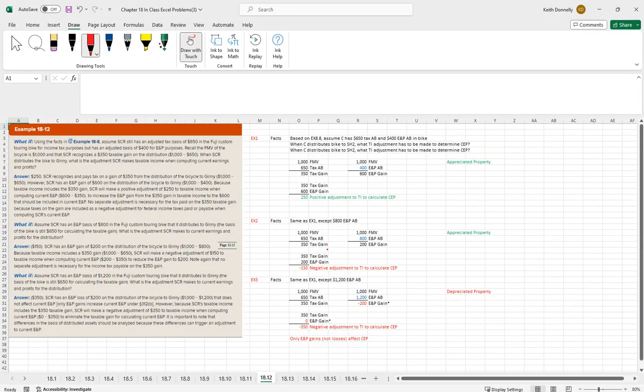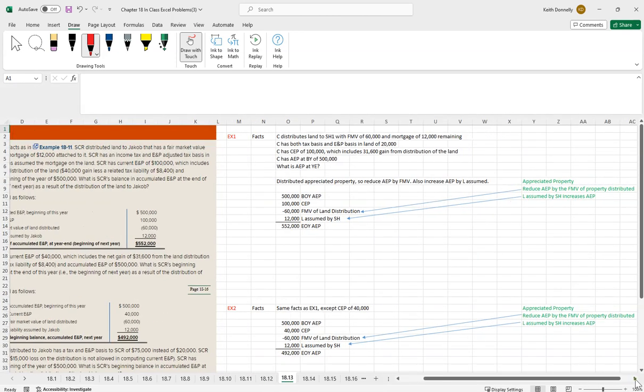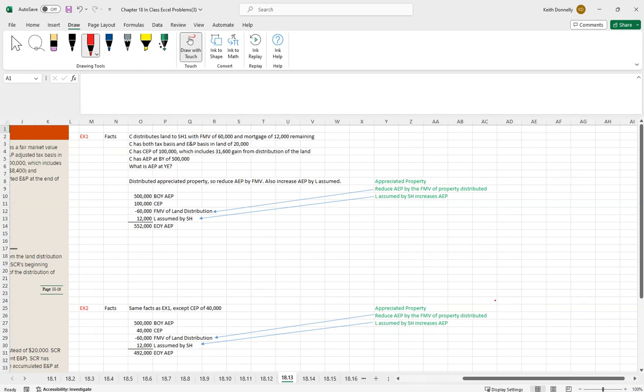This was the one I said you can look at where the CEP is different from the taxable income because of basis differences. Just look at it quickly. I'm not testing it, but if you're a tax geek and you want to see it, let's check out here. So this is a good place where it comes together. Corporation distributes land with a fair market value of 60 and a mortgage of 12. It has both a tax basis and E&P basis of 20. CEP of 100, which includes a 31,600 gain from the distribution of the land.